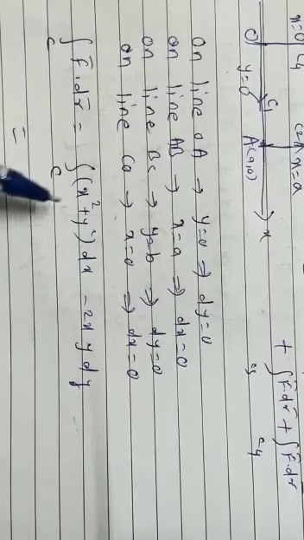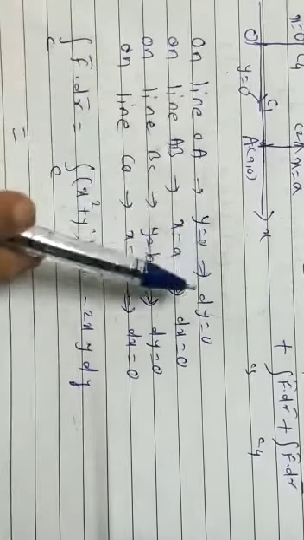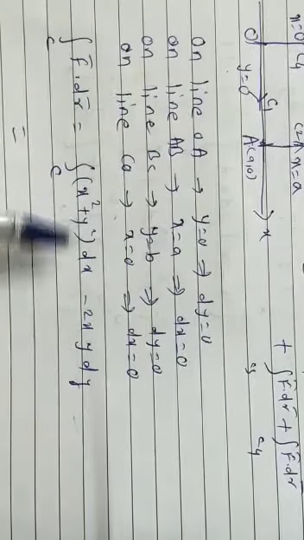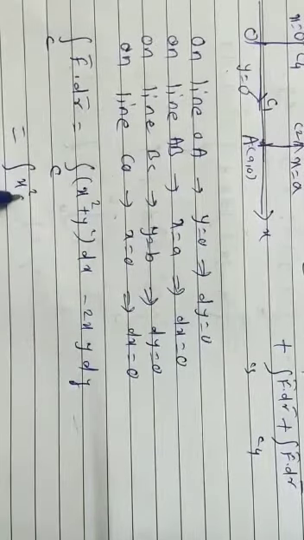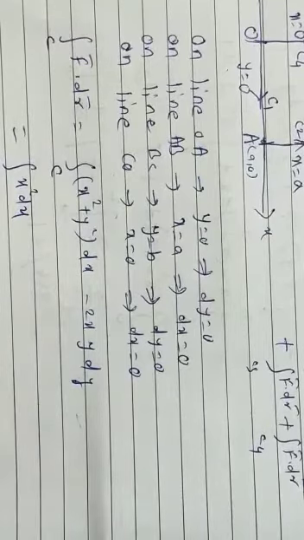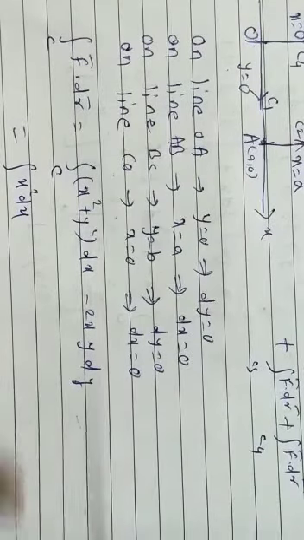For C1 what happens, students? For C1, y is 0 and dy is 0. So you have to make the corresponding changes in this. Y is 0 means what will happen here? Only x square dx will remain. And dy is 0 means the second term will vanish. Correct? Okay. Can you tell me the limits?